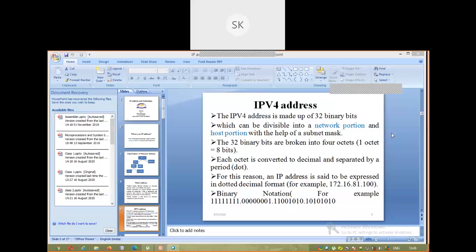That means IPv4 can be represented in two ways. One is dotted decimal notation and another one is binary notation. If somebody asks how many ways you can represent IPv4, we have to say there are two ways we can represent IPv4. First one is dotted decimal notation and second one is binary notation.